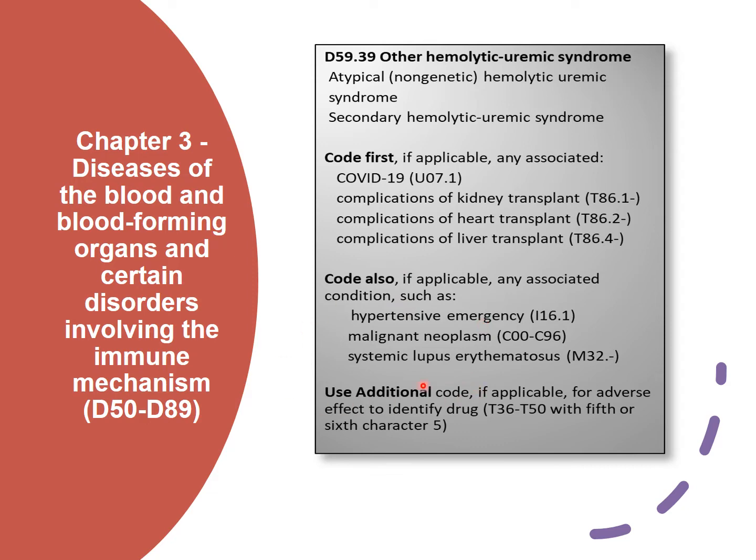Coming to the use additional code. You all know about adverse effect coding guideline, right? Whenever the patient has adverse effect, that adverse effect which results in some sign or symptom or the condition, those should be coded as the primary diagnosis followed by adverse effect T code in the secondary diagnosis. Here, if the patient has hemolytic uremic syndrome due to adverse effect of a drug, then code D59.39 as a primary diagnosis and adverse effect of the drug T36 to T50 as additional diagnosis.